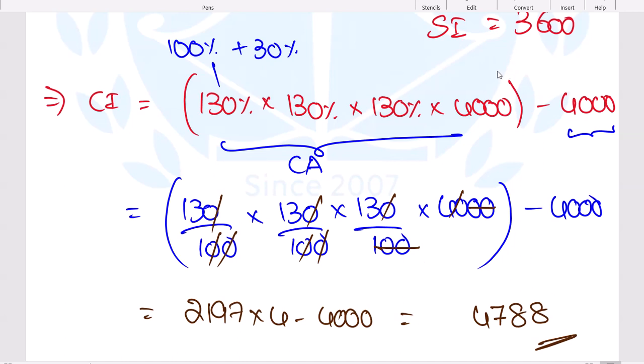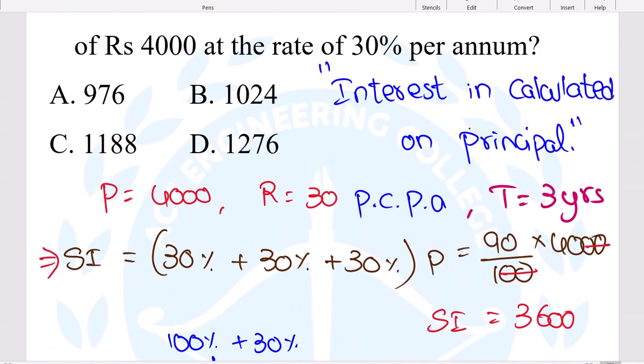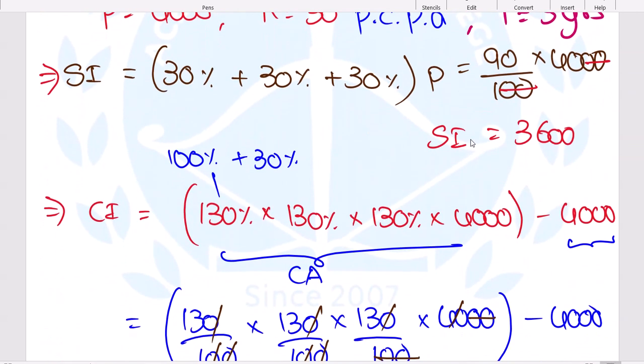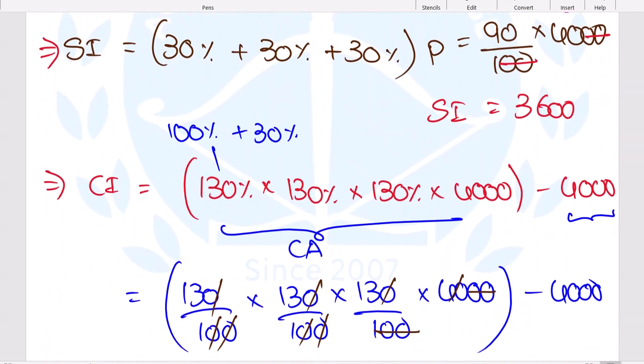What is the difference now? The difference between compound interest and simple interest is 1,188, right? So option C. They are asking for the difference. You got simple interest, you got compound interest. You can go with the difference of these two. Calculating this, we got 4,788. The difference between simple interest and compound interest is 1,188.